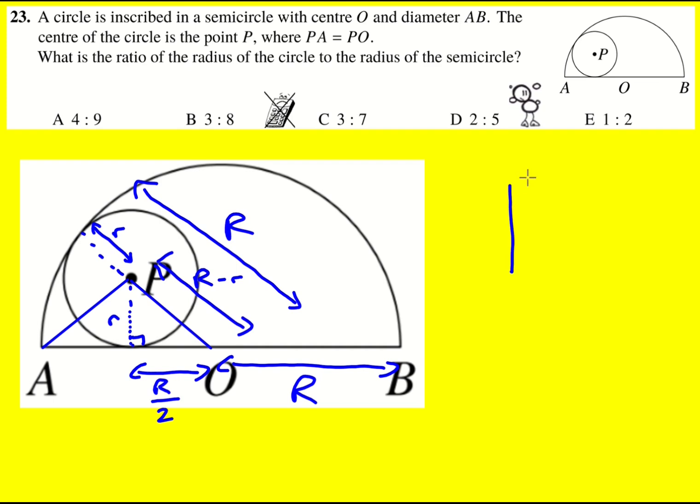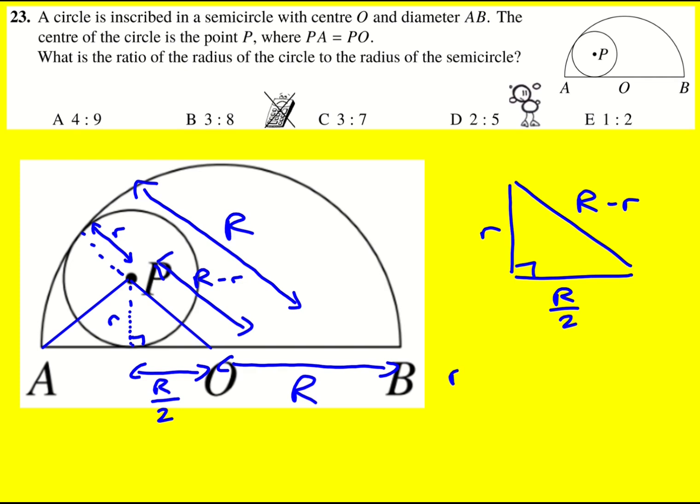And I'm going to draw this triangle away from everything so we can just visualize it a little bit better. So we've got this height of little r, we've got the base of R over 2, and I've got the hypotenuse, which is capital R minus r. That's probably the trickiest bit to get, but I hope I've explained that adequately.